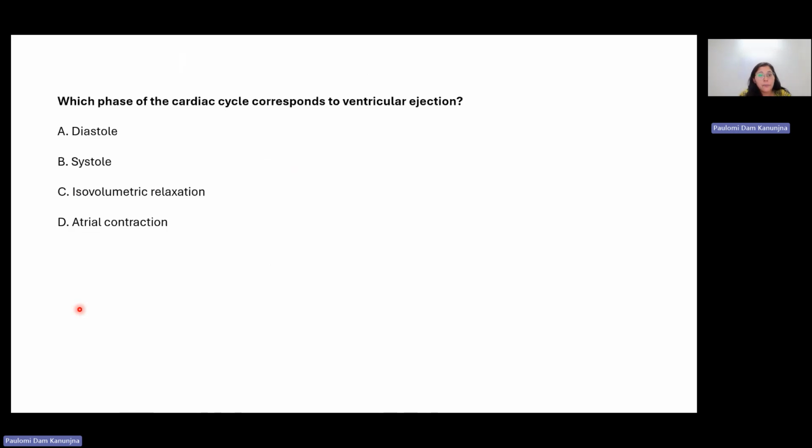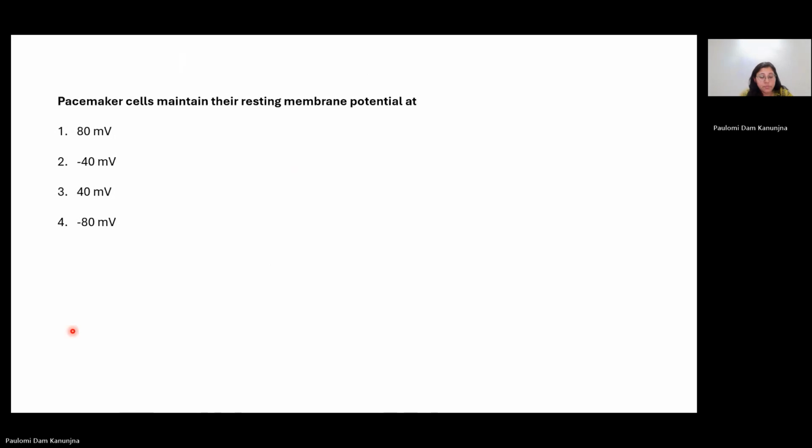Now, which phase of your cardiac cycle corresponds to ventricular ejection? Basically, ventricular contraction is systole, because in diastole they are relaxing. These are easy questions, which is why I am not spending much time waiting for the answer. Next one. Pacemaker cells maintain their resting membrane potential at what millivolts?